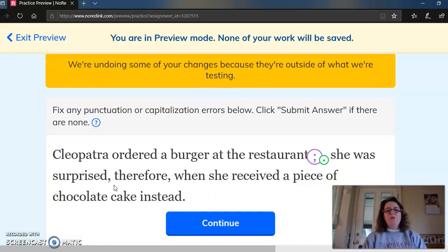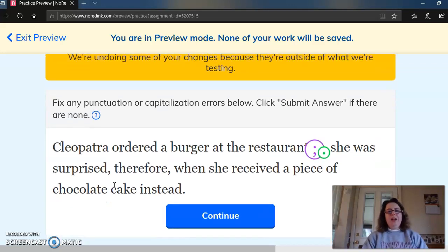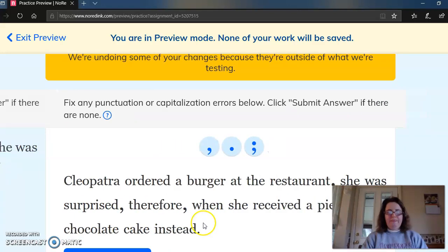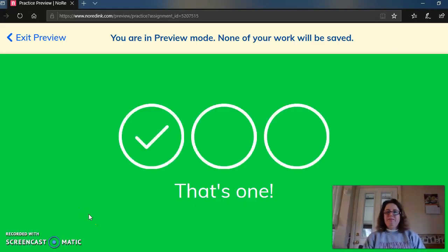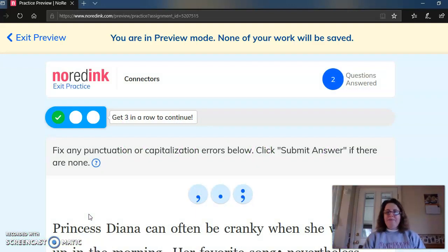It says, we're undoing some of your changes because they're outside of what we're testing. So what I'm doing is I am going to put a capital letter, and I'm going to hit submit. Now notice, I got it right.